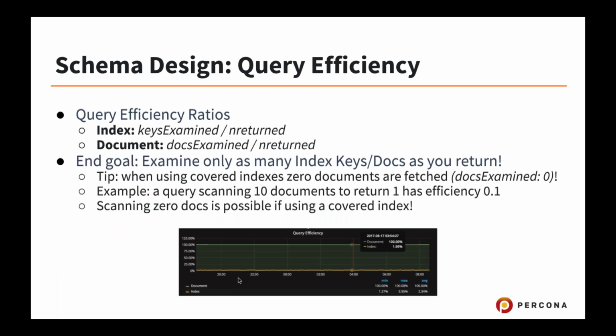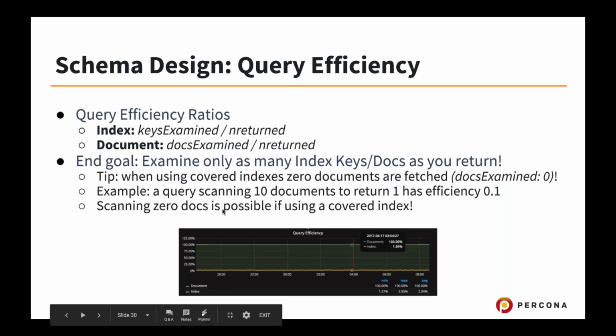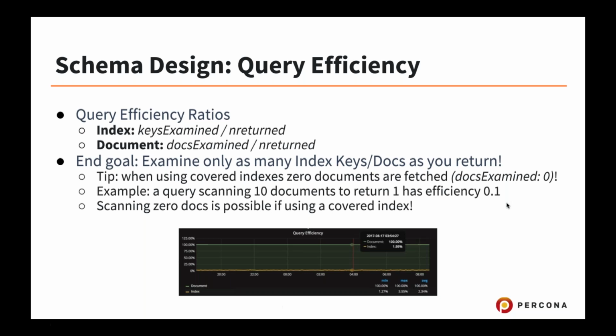I mentioned efficiency ratios earlier, and when I say that, and when PMM says that in our monitoring, it is the ratio of index to disk, basically, being hit for a query. So are we hitting the index, or are we scanning for documents? So for example, if a query scanned 10 documents to return 1, its efficiency would be 10%, or better not to use percentages because it could exceed 100%. Its efficiency would be 0.1.